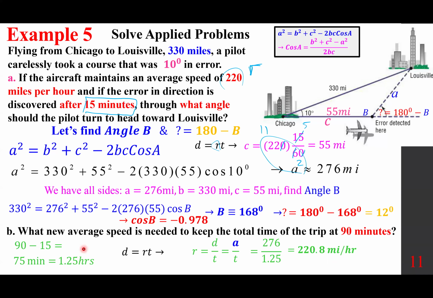A quick recap. So we want to go from Chicago to Louisville. We make a mistake of going off by 10 degrees, okay? And we are doing 220 miles per hour over the course of 15 minutes. That means we cover 55 miles. So we have this side, we have this side, we have 10 degrees. We can find all sides, and we can find this angle. When we find this angle, the question is, what is this angle, which is 180 minus that? And when we have all sides, we can divide this distance by the time left, 1.25, to find the new speed.